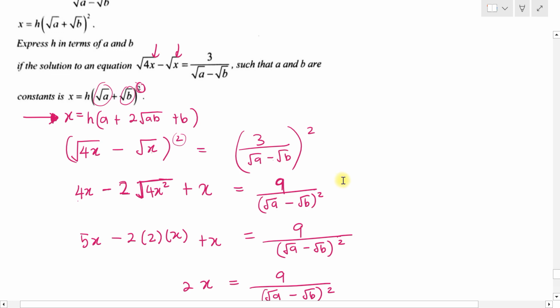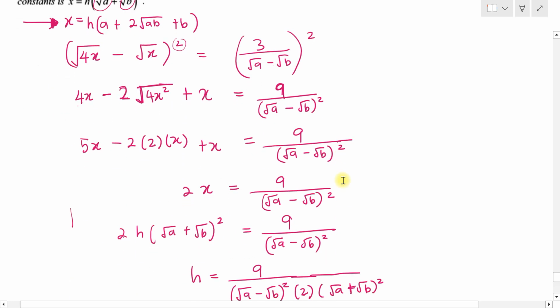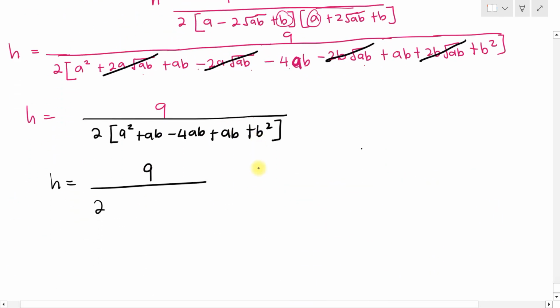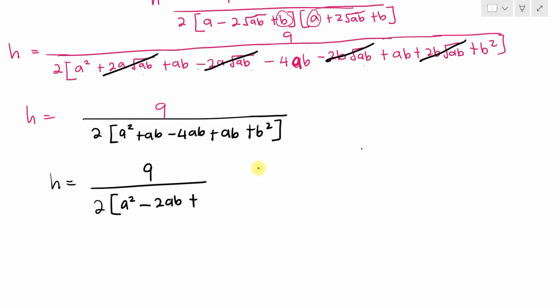Alright. 6x minus 4x. Only 2x comes. Okay. To a square minus 2ab plus b square.